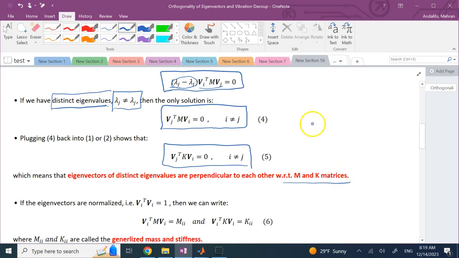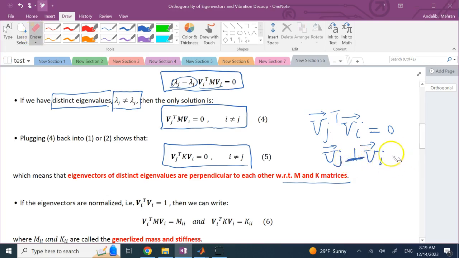Remember, if for two vectors I have Vj transpose Vi equals 0, what do we say? It's the dot product of them, right? This is the same as saying Vj dot Vi, right? When the dot product of two vectors is 0, we say those two are perpendicular or orthogonal to each other.